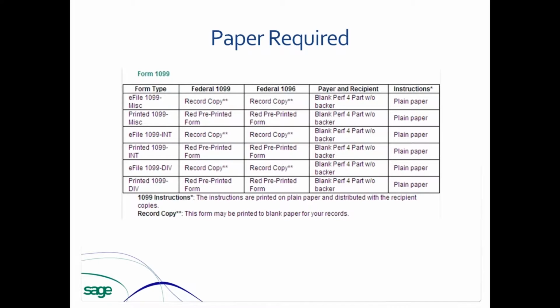Same paper for the 1099s as last year. You do need a red pre-printed form for the federal copies. You need blank 4-part paper for the ones that you're going to send out to the vendors. For your own test runs, just blank paper.